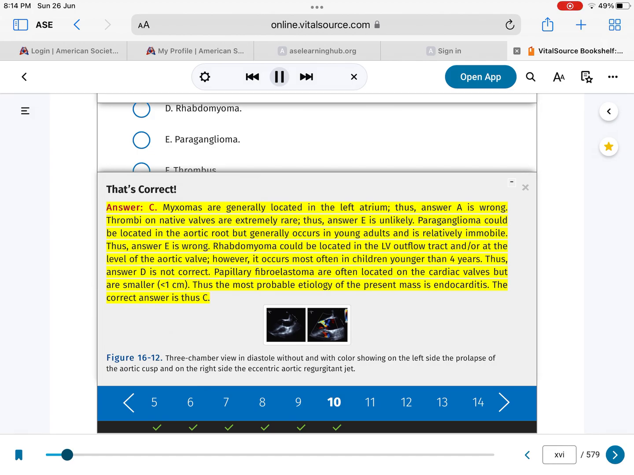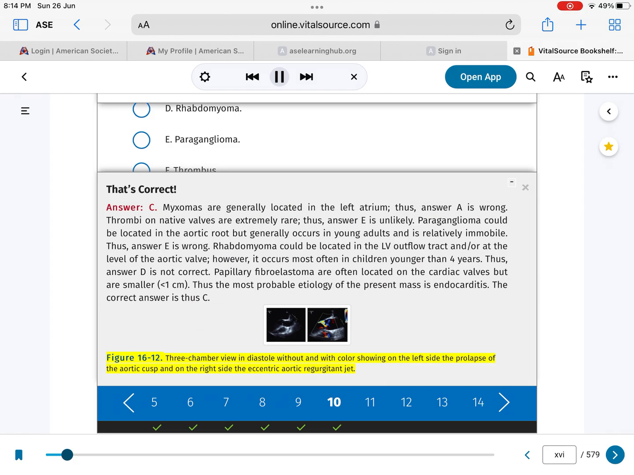Rhabdomyoma could be located in the LV outflow tract and/or at the level of the aortic valve. However, it occurs most often in children younger than 4 years. Thus, answer D is not correct. Papillary fibroelastomas are often located on the cardiac valves but are smaller, under 1 cm. Thus, the most probable etiology of the present mass is endocarditis. The correct answer is thus C.